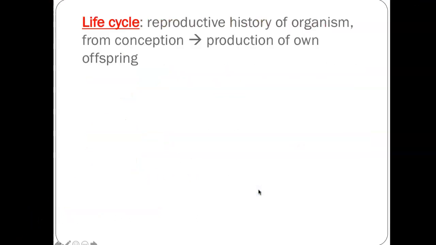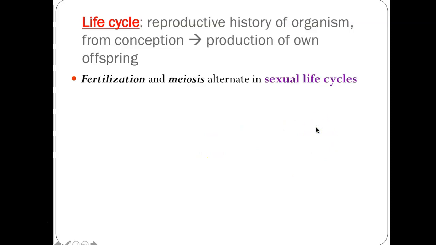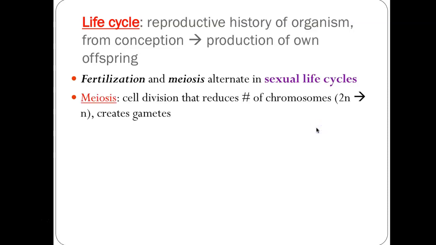Okay, so how does all of this relate to sexual reproduction? What we're going to do is look at a life cycle, which is the reproductive history of an organism from conception to the production of their own offspring. Fertilization and meiosis go hand in hand because they alternate in the sexual life cycles. Meiosis is the cell division that reduces the number of chromosomes from 46 to 23, creating sperm and eggs.